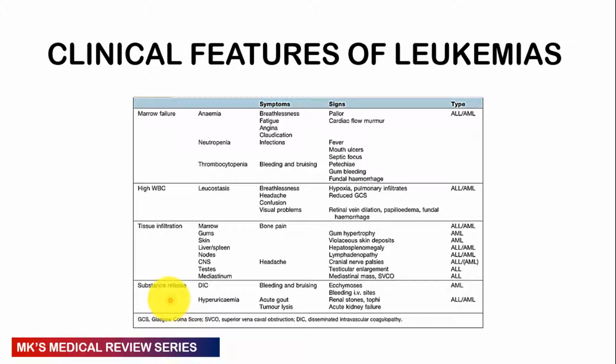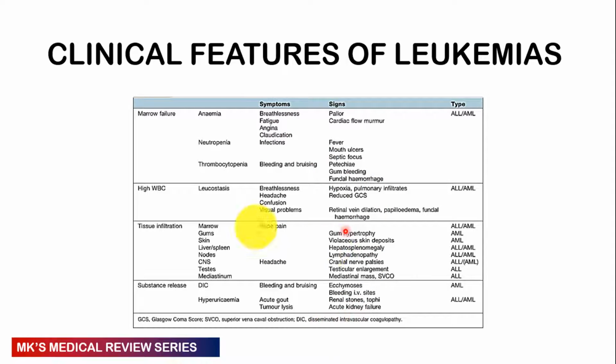Then, of course, there may be some substance release. So you may get DIC, which may cause bleeding and bruising, ecchymosis, even bleeding from IV sites, which is common in acute myeloid leukemias. You may get hyperuricemia, which is a feature of acute gout, or tumor lysis, which results in acute gout or tumor lysis syndrome. Of course, you'll see renal stones, you may see tophi, you may see acute kidney failure. This is often due to the treatment or the high cell turnover that we see in leukemia.